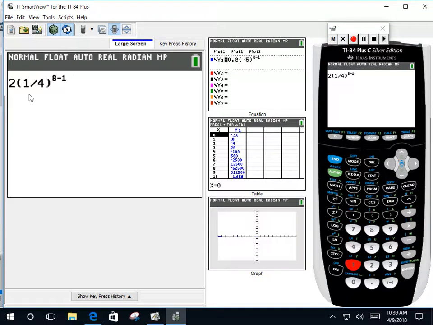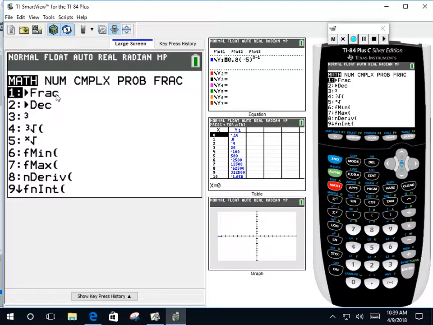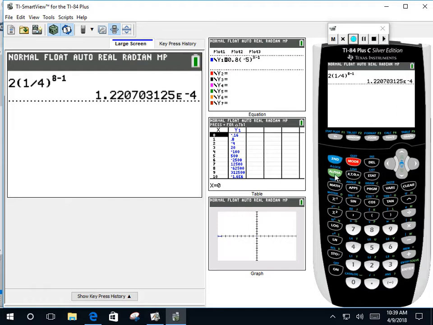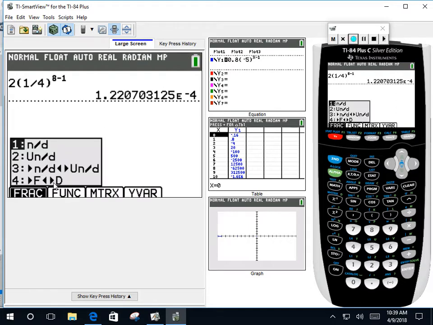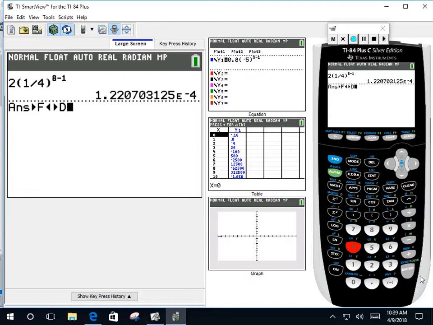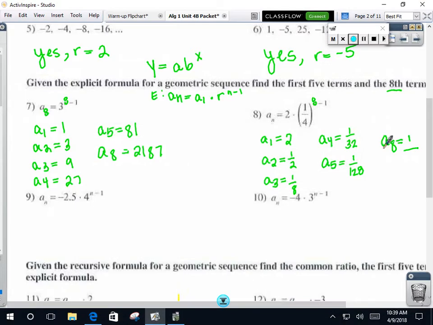That's what you should be typing in to find the 8th term. You just replace the n with 8. Now you hit enter, and you get scientific notation because it's so small. To change it to a fraction, you have a couple of options. You can just go to math and then number 1, or you could have gone to alpha y equals if that's what you prefer and hit number 4. Whichever way will turn it into a fraction, 1 over 8,192.